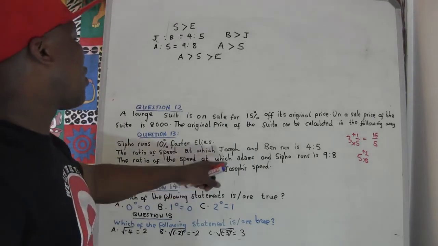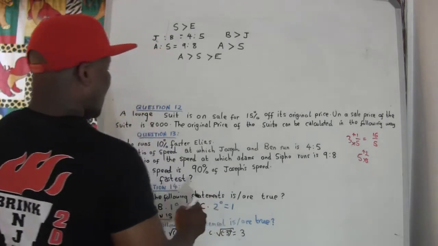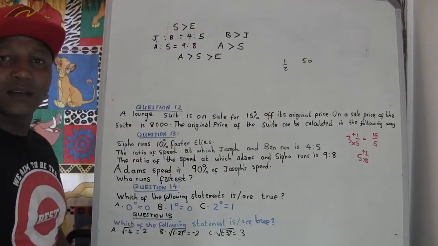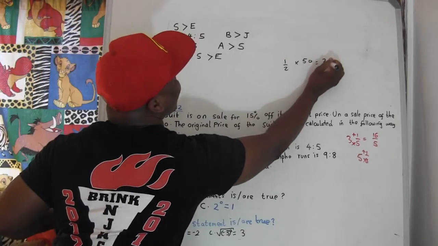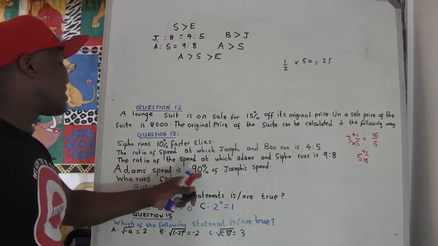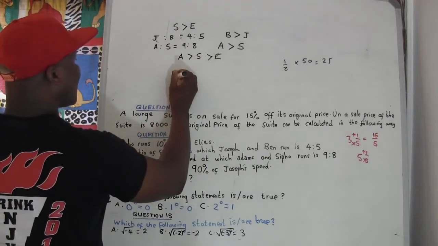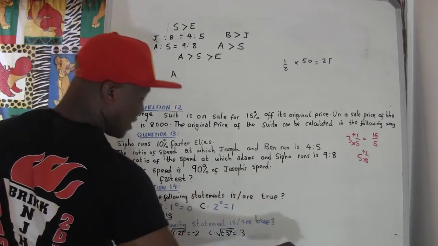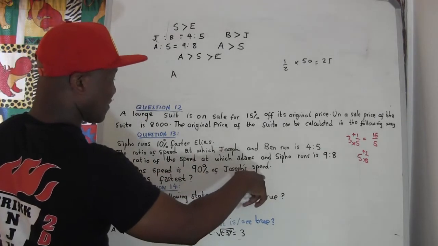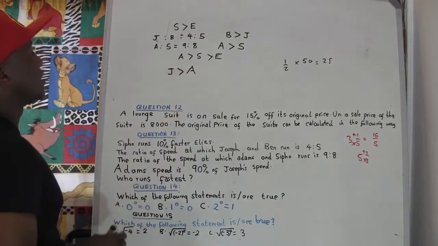Adam's speed is 90% off. Okay, look. If I say my speed is a half of your speed, it means my speed is less, because if I half it, I'm going to get 25. Off means multiplication, half of your speed. So here we see Adam's speed is 90% off Joseph's speed, means Joseph is bigger than Adam.